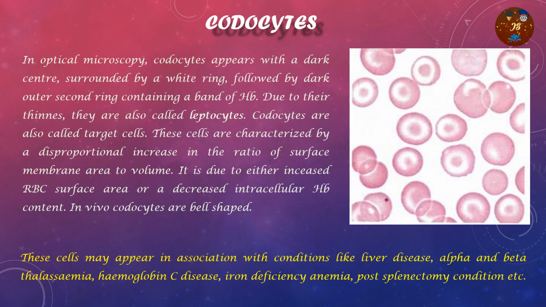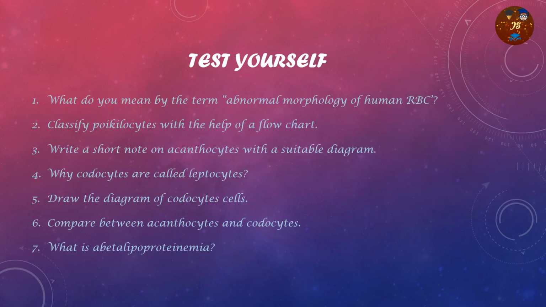So in this video we have gone through two particular poikilocytes which occur due to abnormalities in the membrane structure of the RBC. In the next video we will study the other poikilocytes, either due to abnormalities in the membrane or due to trauma. Here are some questions. All the answers are given in the video and you have to answer them by yourself.